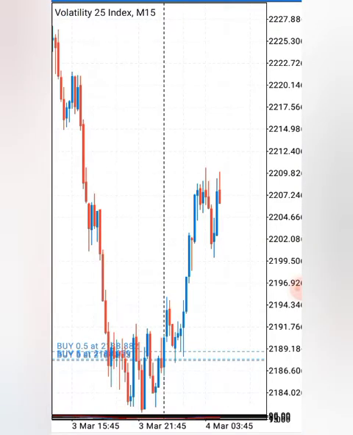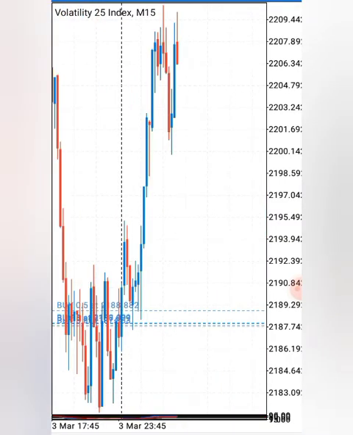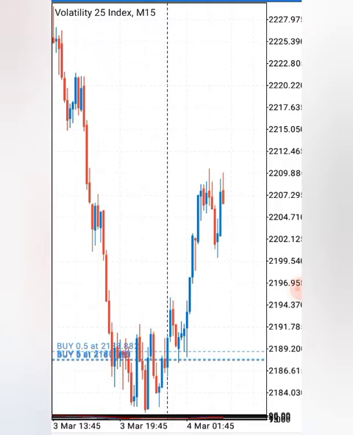Okay, guys, so we're going to go straight to the question of the day. How can you trade volatility indexes with a small account and grow it?